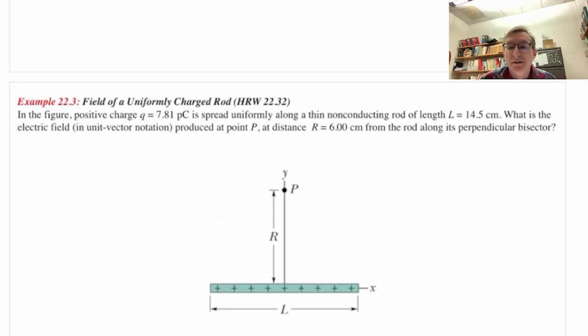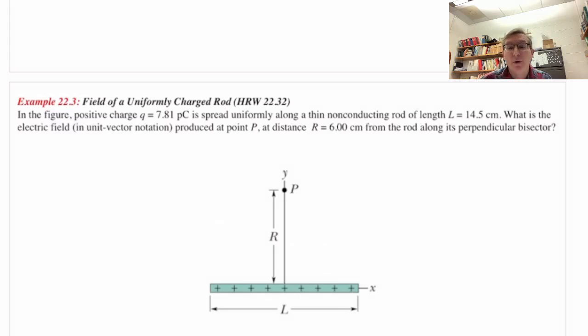Hello physics students. This is a special video in which I'm going to finish up the example problem I started in class. This is example 22.3, field of a uniformly charged rod, and it's based on a problem out of your textbook, chapter 22, problem 32.